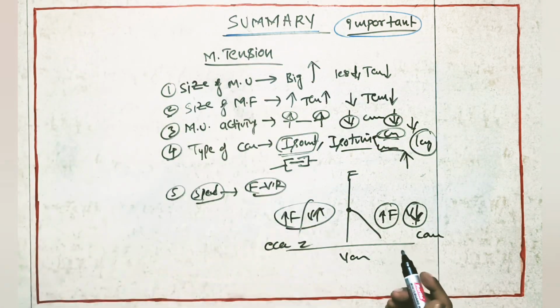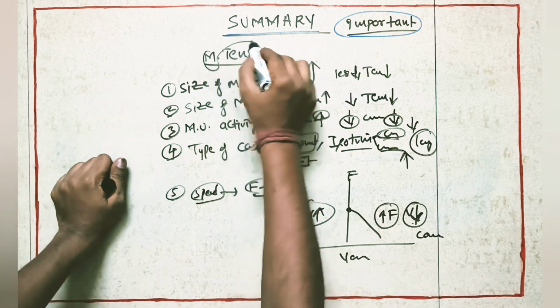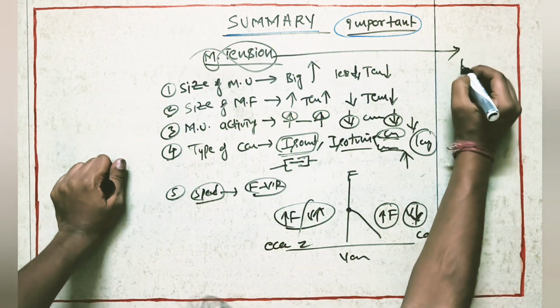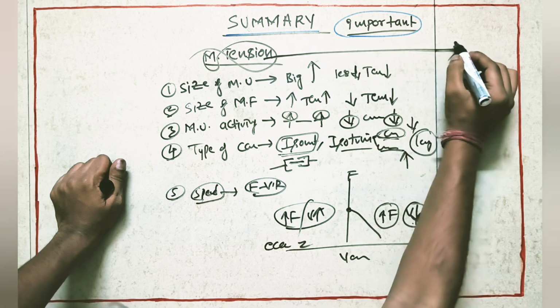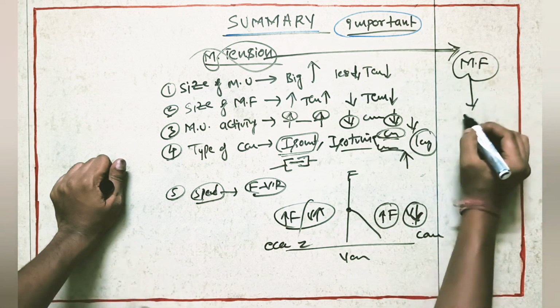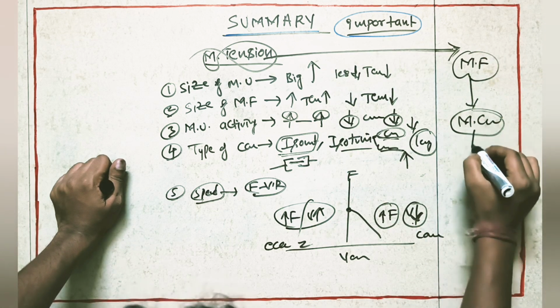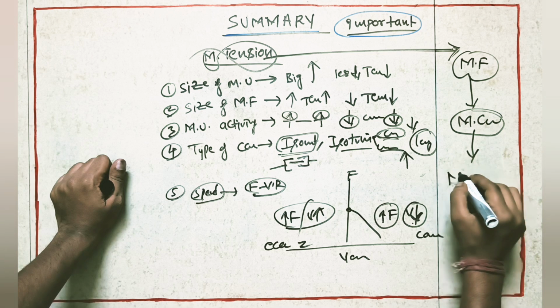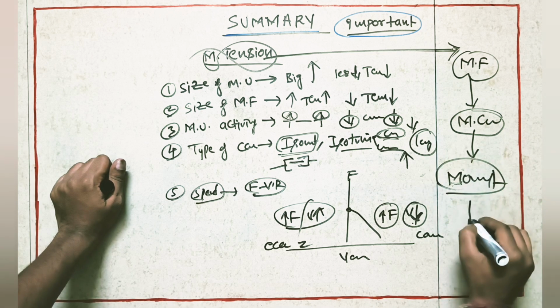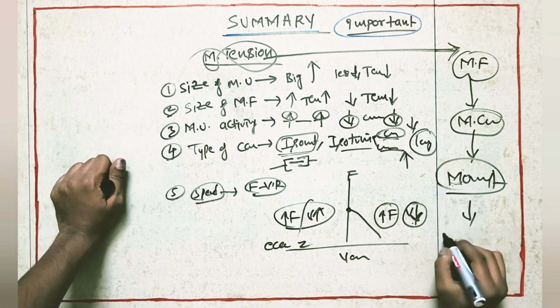So these are all we need for muscle tension. What does muscle tension mean? Muscle tension is nothing but muscle function. Muscle function is nothing but muscle contraction. What is the use of this contraction? It is going to produce movement in the body. What is the use of this movement? It is going to provide the ADLs.